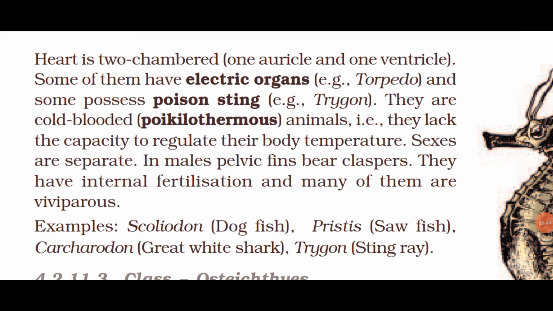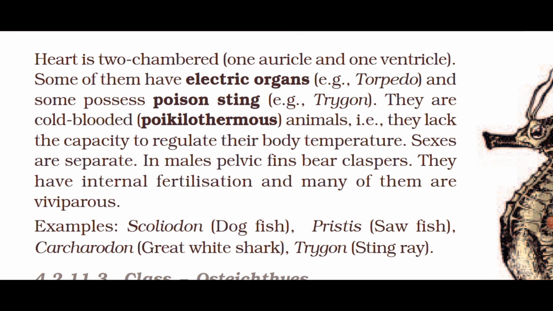Heart is two-chambered, one auricle and one ventricle. Some of them have electric organs, e.g., torpedo, and some possess poison sting, e.g., trigon. They are cold-blooded poikilothermous animals, that is, they lack the capacity to regulate their body temperature.